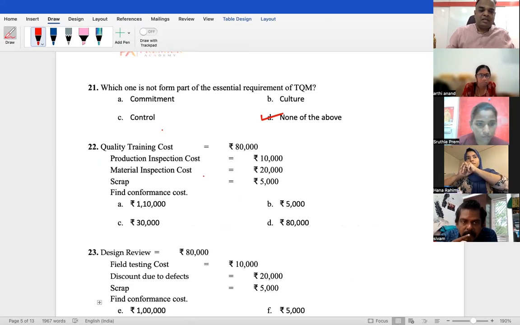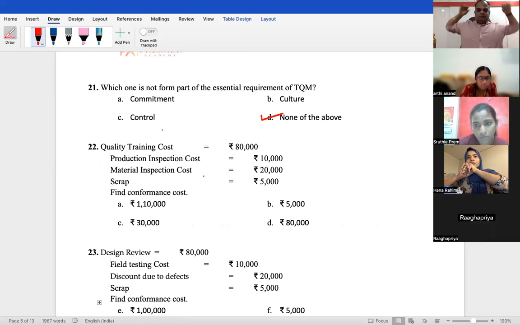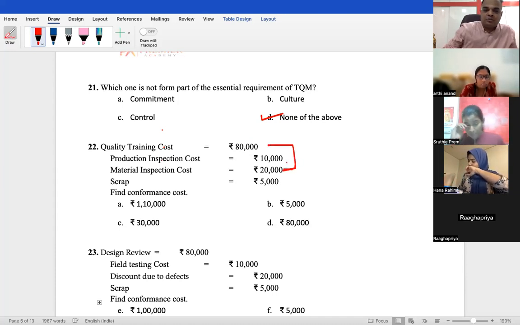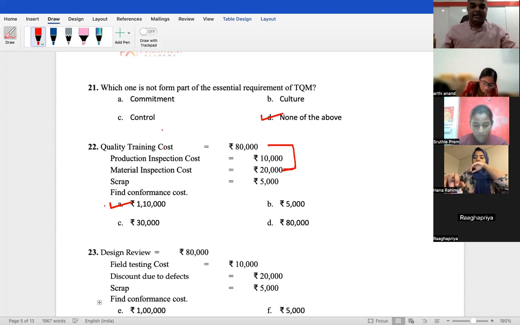Here, the conformance cost comes into prevention and appraisal cost. Quality training, production inspection, material inspection, all the three make 1,10,000. Scrap comes under internal and external failure, so that will not form part of conformance cost. So the conformance cost is 1,10,000.